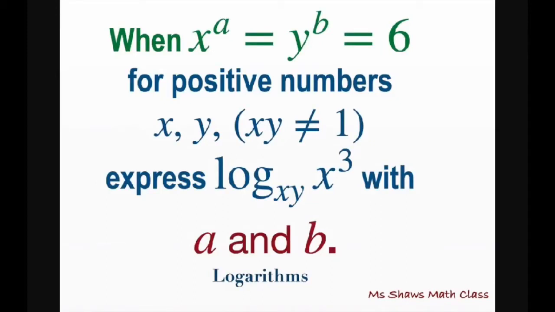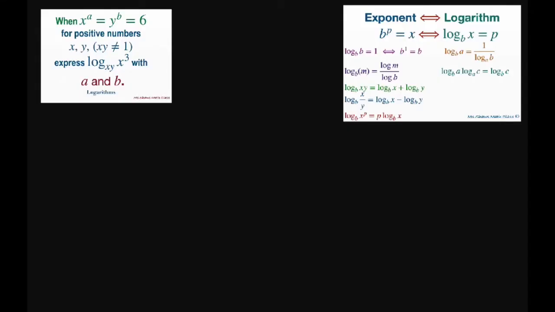Everyone. When x to the power of a equals y to the power of b equals 6, for positive numbers x and y, where x and y cannot equal 1, we're going to express log base xy of x cubed in terms of a and b. So we're going to fool around with this using our rules of logarithms.